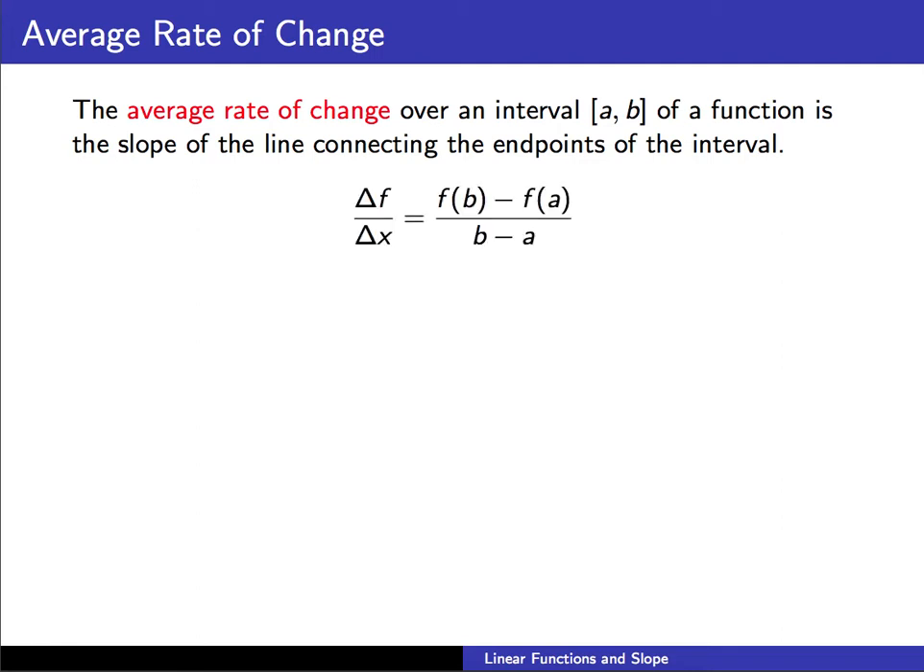So it's our change in our f of x values divided by our change in x values. So we have f of b minus f of a, which is the y-coordinate of the function at x equals b, minus the y-coordinate of the function when x equals a, divided by b minus a. This is our x2 minus x1. This is our y2 minus y1. So it's just the slope of a line.